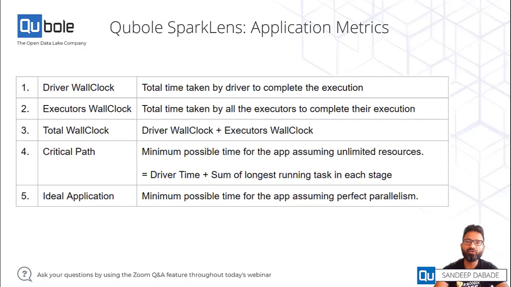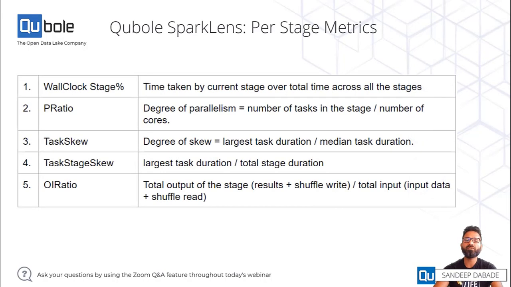In addition to application metrics, Qubole SparkLens also emits per stage metrics. Wall clock stage percentage is time taken by current stage over total time taken across all the stages. So this data point can be used to identify a stage that is turning out to be a bottleneck for your application and optimize that stage and reduce or improve the performance of your application.